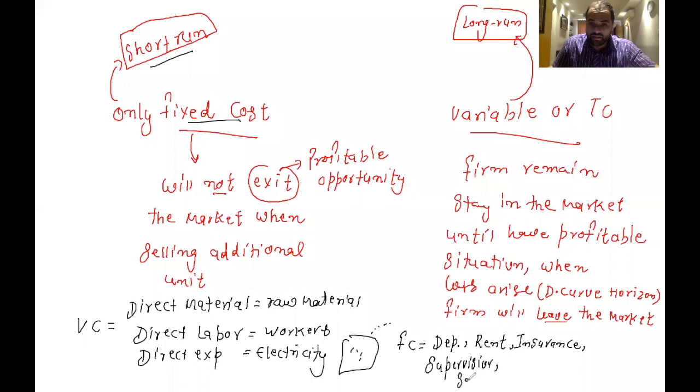Supervisor's salary and security guard salary, that's also a fixed cost. All right. So these are the examples of fixed cost. Maybe we have some more, but that's more about non-manufacturing departments, so don't worry about it. So these fixed costs are enough to understand this market situation.